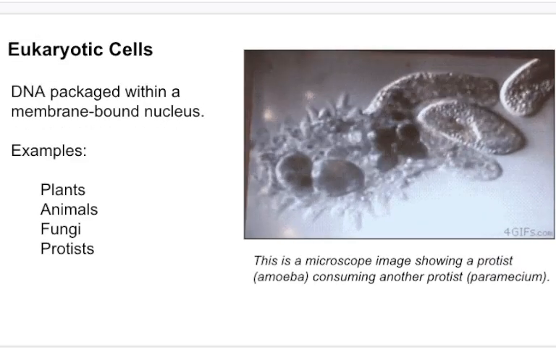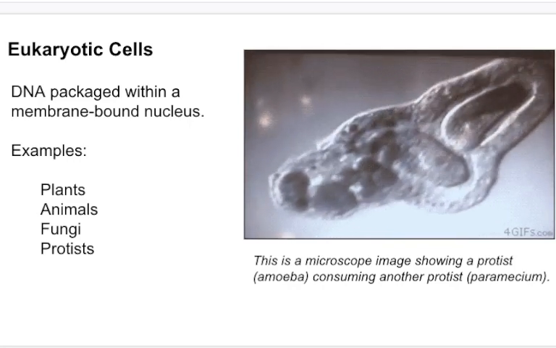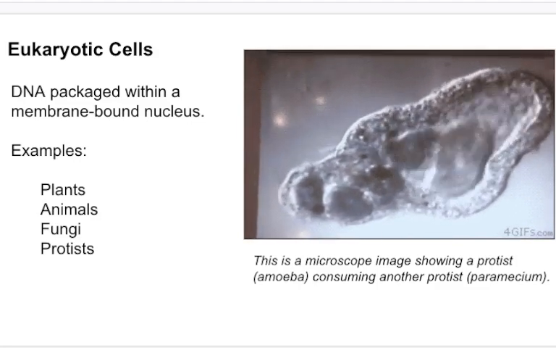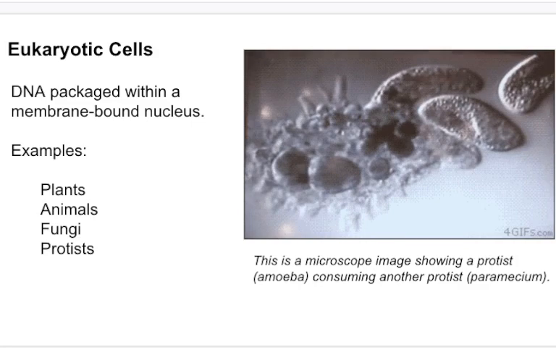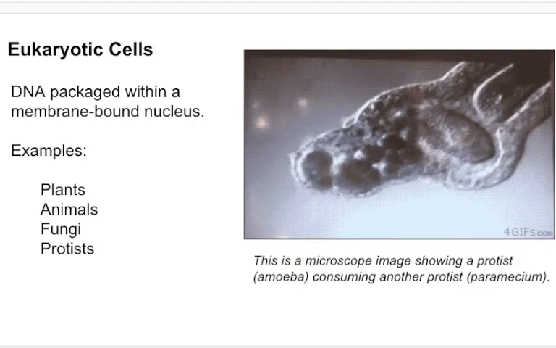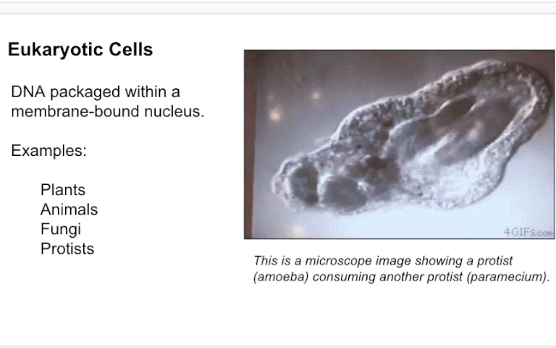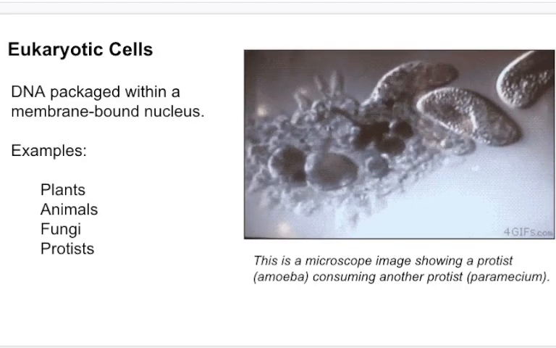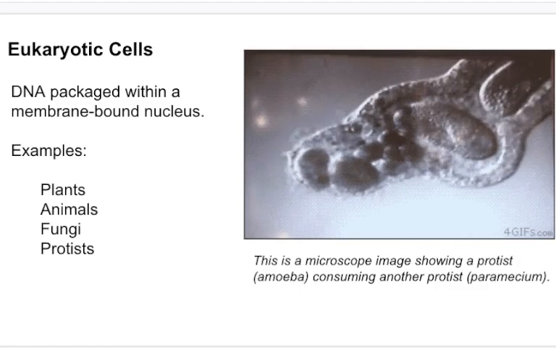Okay, eukaryotic cells, if you're ever mixing these up, that is how I've always remembered it. So we as humans have eukaryotic cells, and it has DNA packaged within a membrane-bound nucleus. Examples of eukaryotic cells include plants, animals, fungi, and protists. Here is an amoeba, and it is consuming another protist. So you can see that little GIF right there of one of our eukaryotic friends engulfing another protist. Pretty cool.